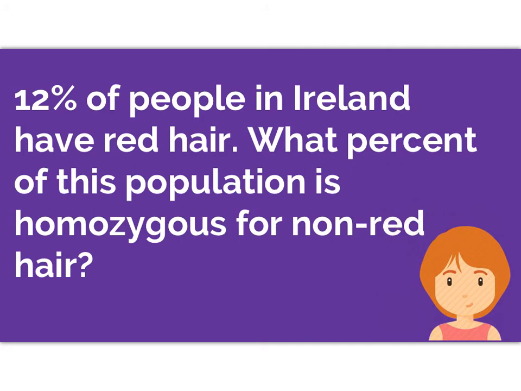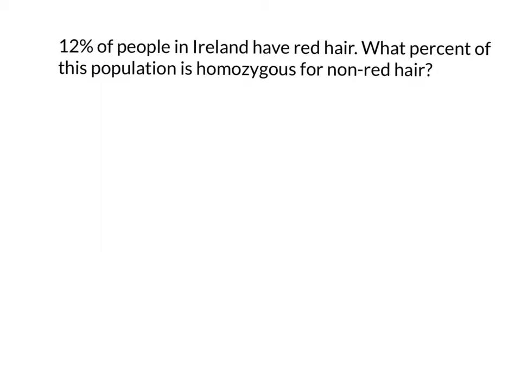During class, we watched a short video on the Hardy-Weinberg equation. I will provide this link on Schoology. But at the end of the video, they presented this question for us to solve on our own. I will solve this question for us next. The question is, 12% of people in Ireland have red hair. What percent of this population is homozygous for non-red hair?